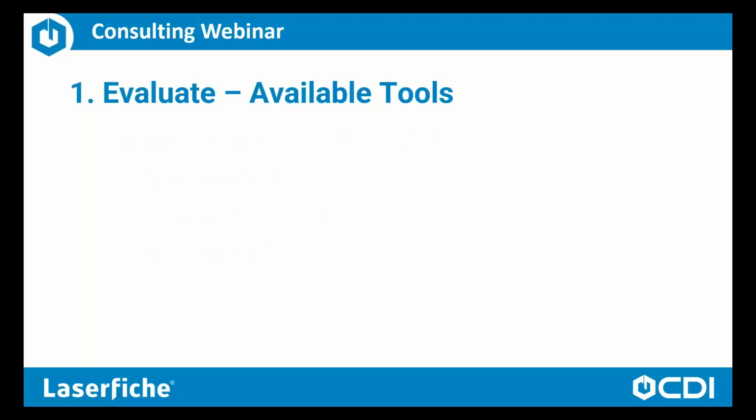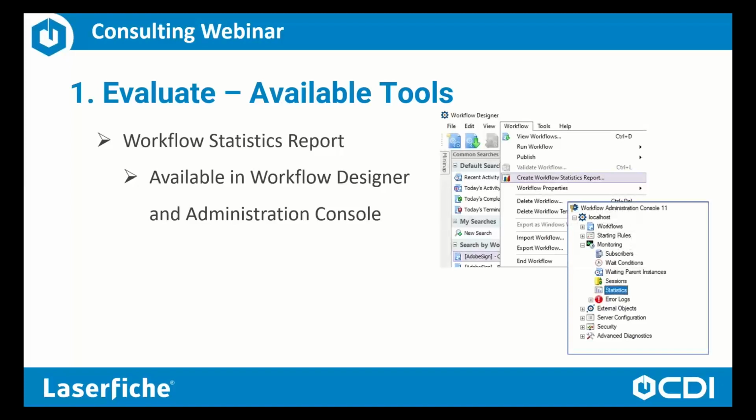We have a couple of tools available for evaluating all of our workflows. The first tool available that we'll go over is the Workflow Statistics Report, and this is available in both the Workflow Designer as well as the Workflow Administration Console. Typically, I do like running the report from the Workflow Designer, as it has a couple of extra options such as charts and exporting.